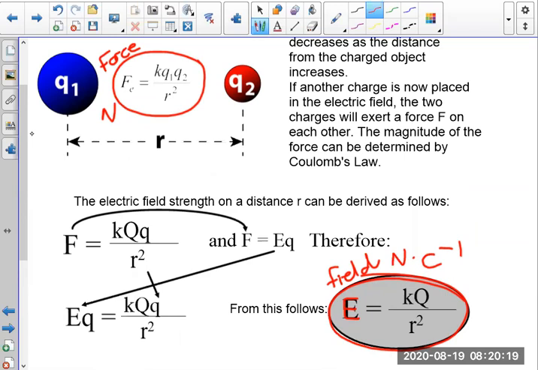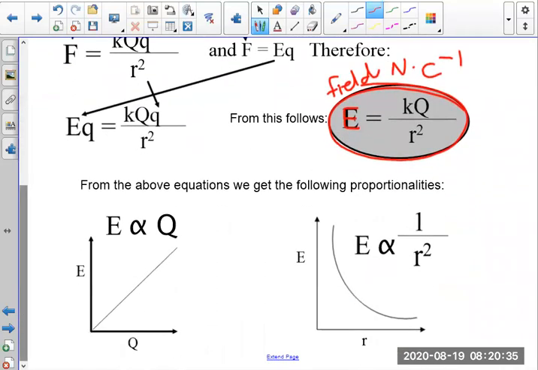Remember, if they say force, we use F equals KQ1Q2 over R squared. And if they want us to work out the electric field, we just use KQ over R squared, and the unit is newton per coulomb. Again, what we need to remember is that the electric field is directly proportional to the charge, meaning a straight line through the origin, as you can see there.